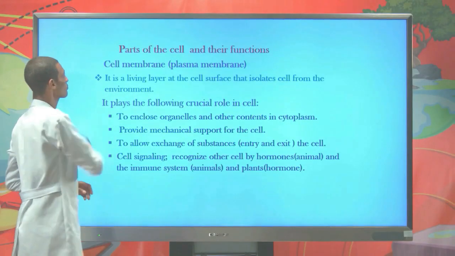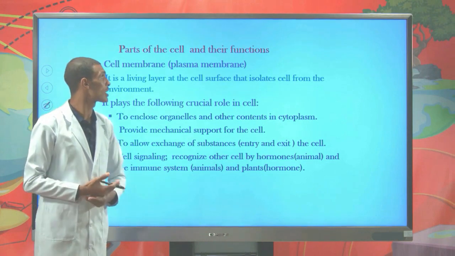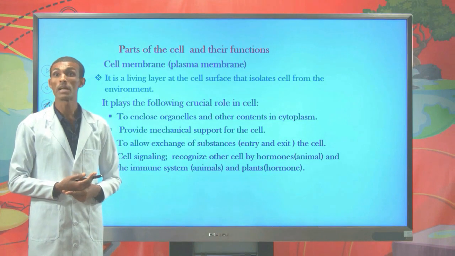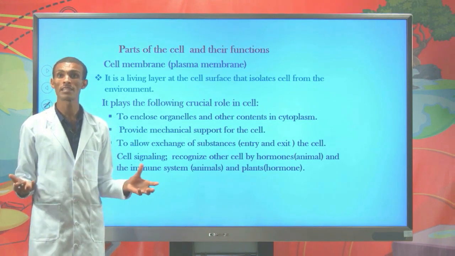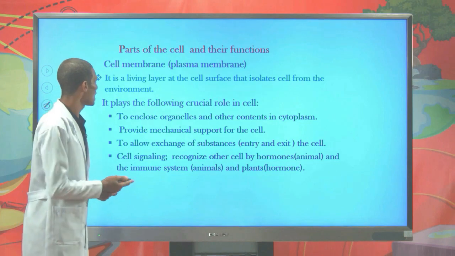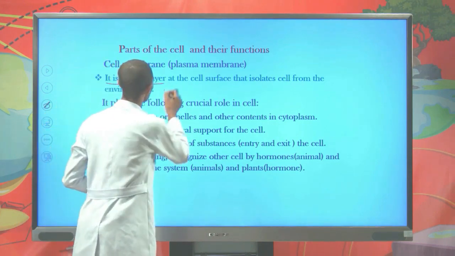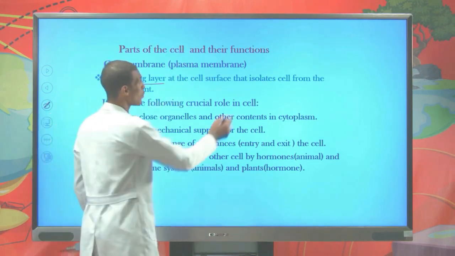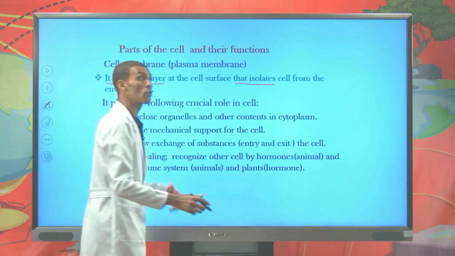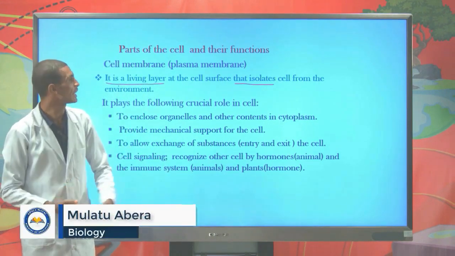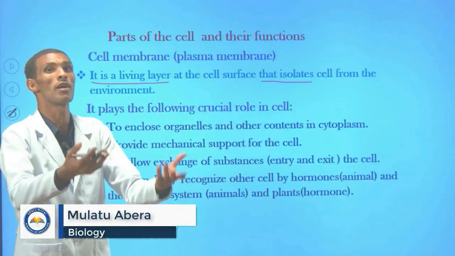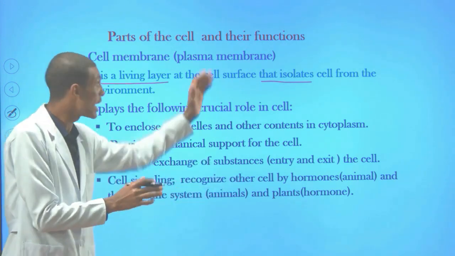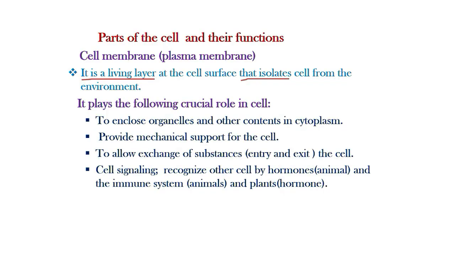Well then, students, the next part of the cell and its function that we are going to see is the cell membrane. Sometimes the cell membrane is called the plasma membrane. It is defined as a living layer of a cell found at the surface of the cell, which is very important in isolating the cell from its surrounding environment. It is a boundary between the cell and its environment. We cannot be touched by our environment. We are isolated because of the presence of our surface plasma membrane.